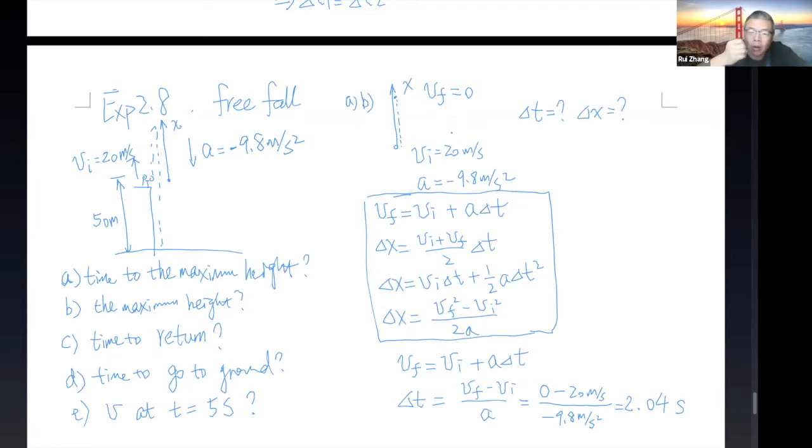Okay, so we got delta t. Let's talk about delta x then. After we got our delta t, which formula do you think we can use to solve for delta x? Again, send me a message.